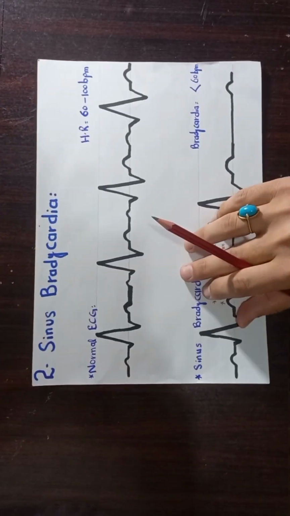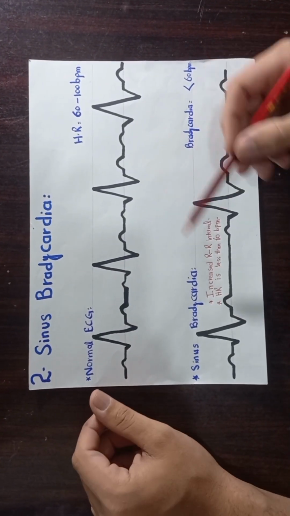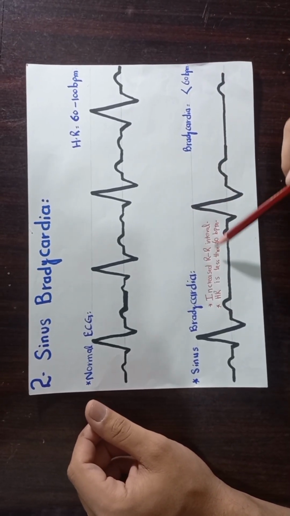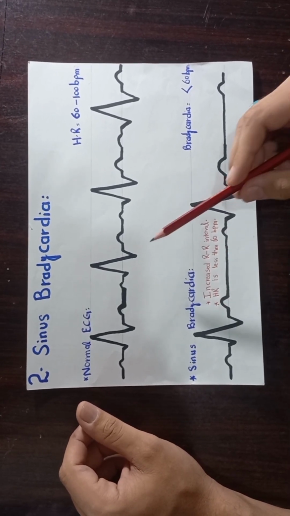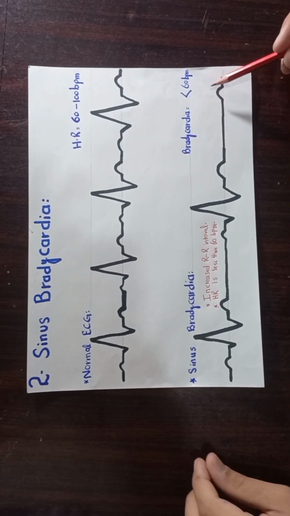After that we will discuss sinus bradycardia, and for this we will compare the sinus bradycardia waveform with the normal ECG pattern. In sinus bradycardia the R to R interval will be increased and the number of R waves will be lesser than the normal ECG pattern. In bradycardia the heart rate will be less than 60 beats per minute.